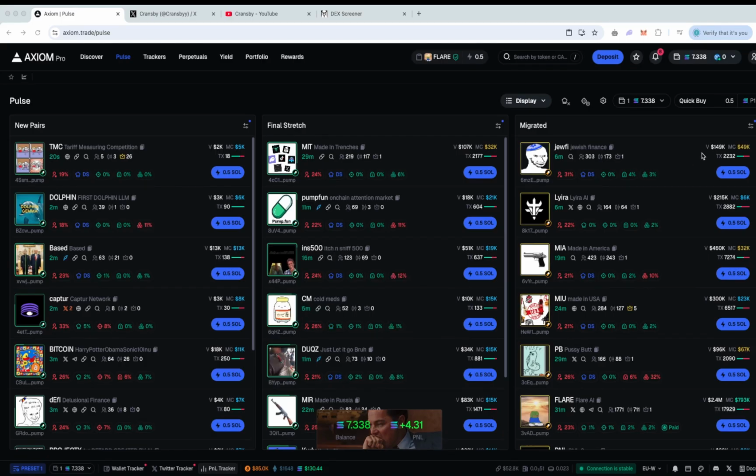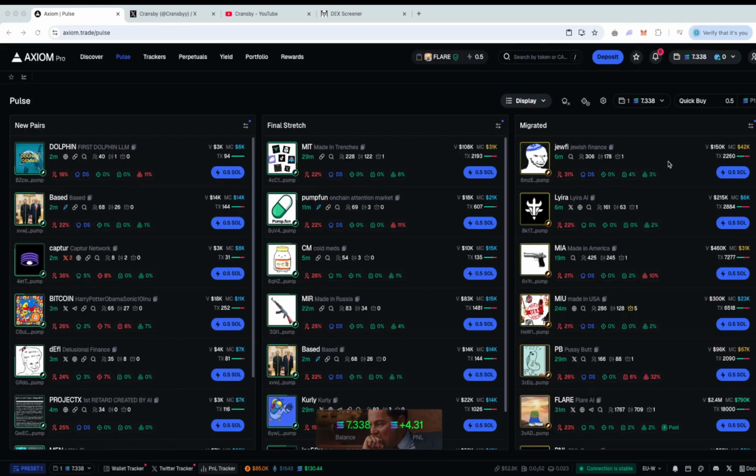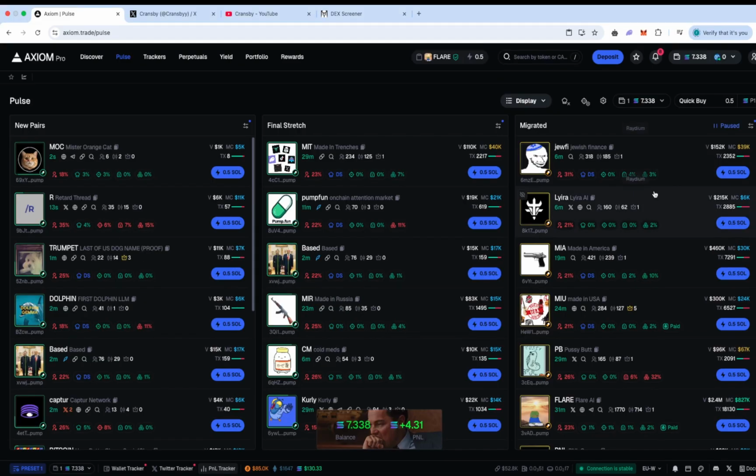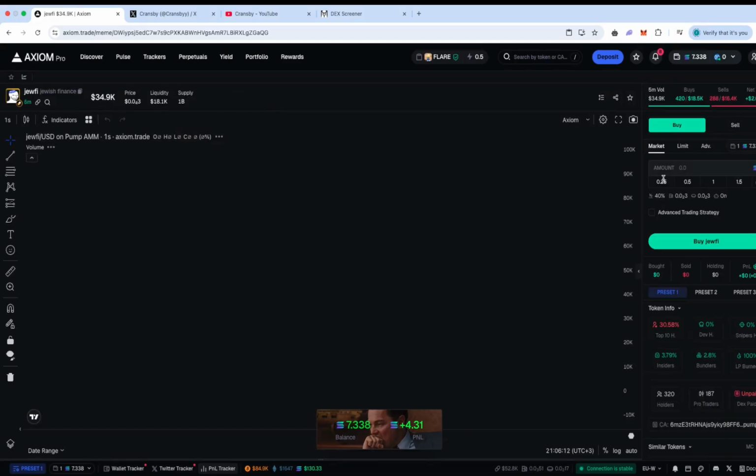You have to look out for tokens which literally have motion, which have movement, buys and sells coming in, bam, bam, bam, bam, bam, and stuff happening. You have to look out for those ones. So let's just take this token as an example.